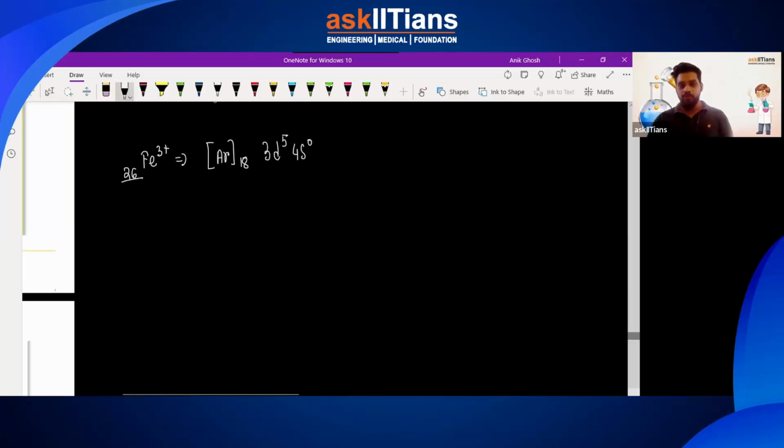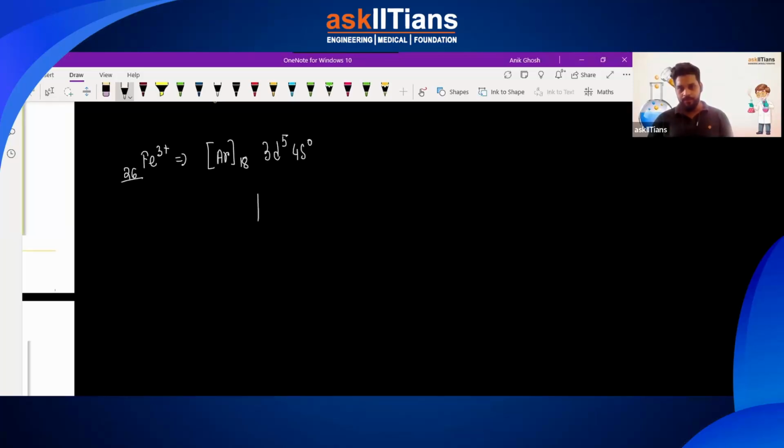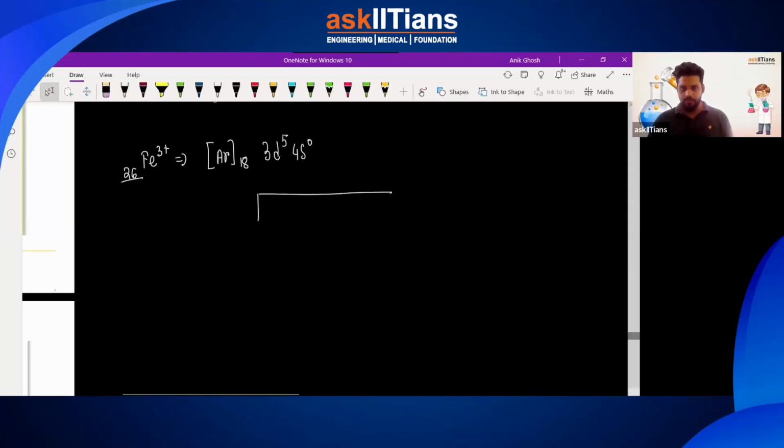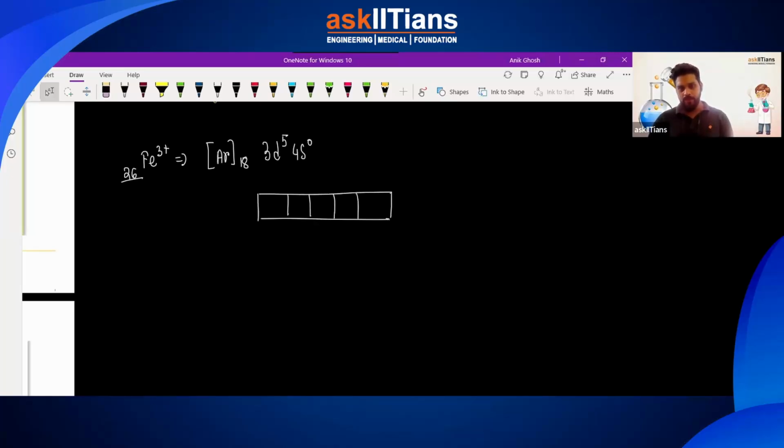Now, guys, as usual, draw the orbitals. 3d5. The orbital has 5 boxes, 1, 2, 3, 4, 5. 1, 2, 3, 4, 5. Okay. 4s orbital has nothing in it. Guys, if the principal quantum number is coming as 4, if it is 4s, then definitely we have 4p, definitely we have 4d, definitely we have 4f, right? So let's draw them as one. This is 4s. This is 4p.